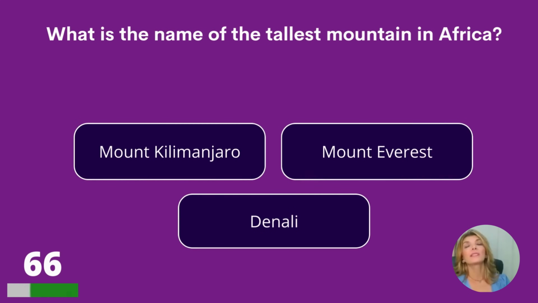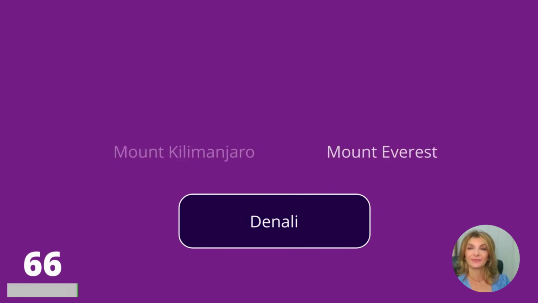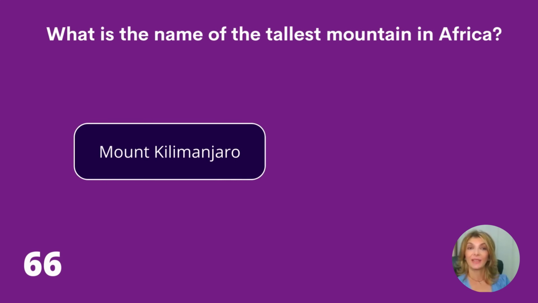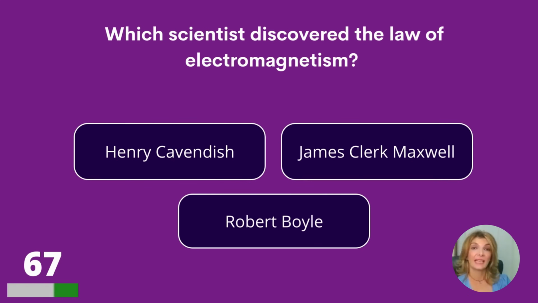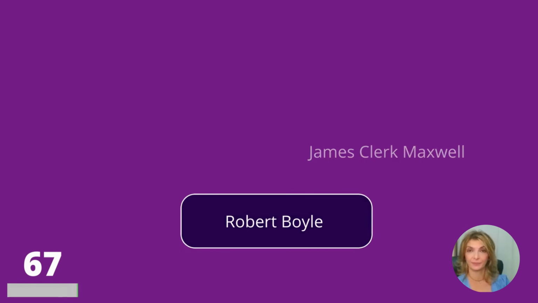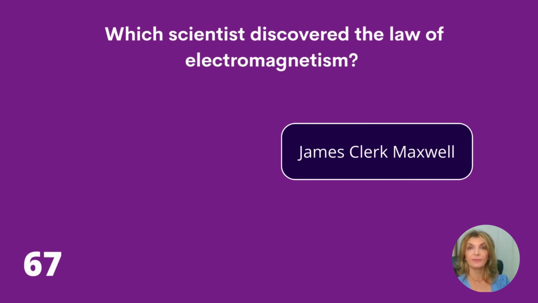What is the name of the tallest mountain in Africa? Mount Kilimanjaro, Mount Everest, or Denali? Mount Kilimanjaro. Which scientist discovered the law of electromagnetism? Henry Cavendish, James Clerk Maxwell, or Robert Boyle? James Clerk Maxwell.